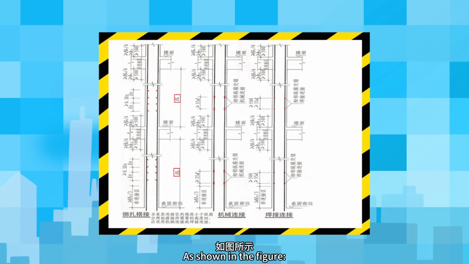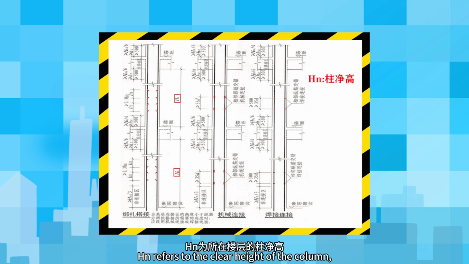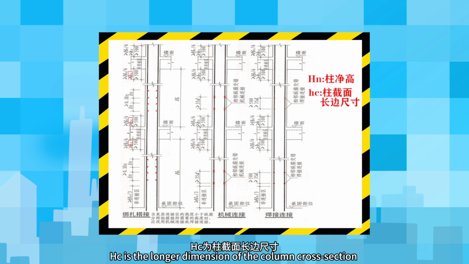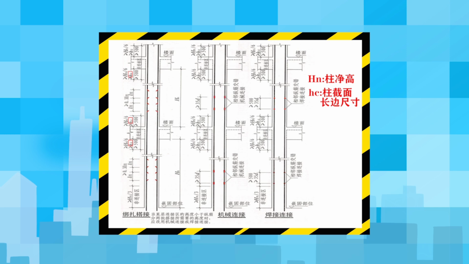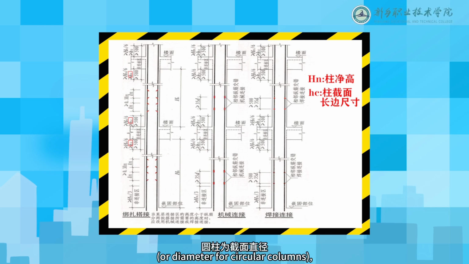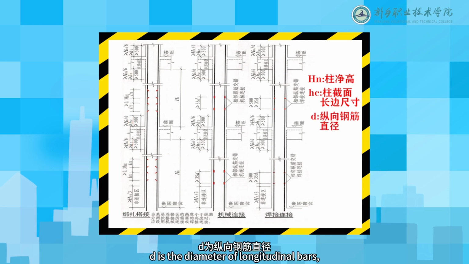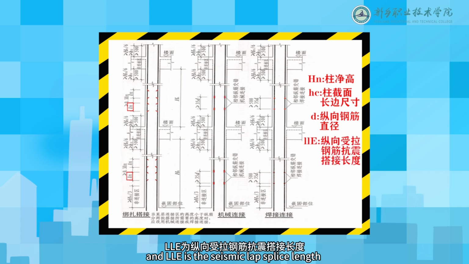As shown in the figure, HN refers to the clear height of the column. HC is the longer dimension of the column cross-section, or diameter for circular columns. D is the diameter of longitudinal bars, and LLE is the seismic lap splice length for longitudinal tension reinforcement.